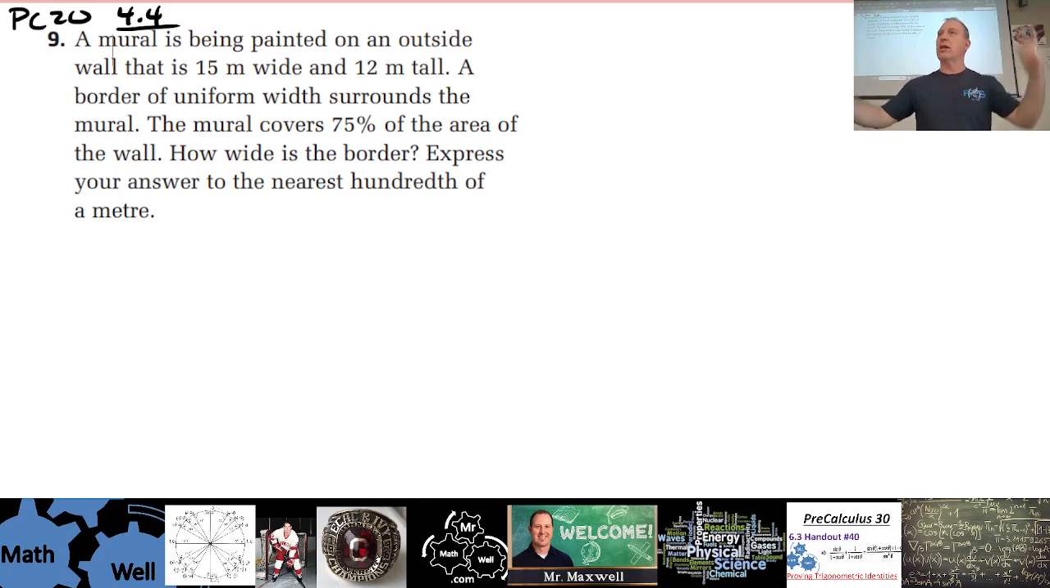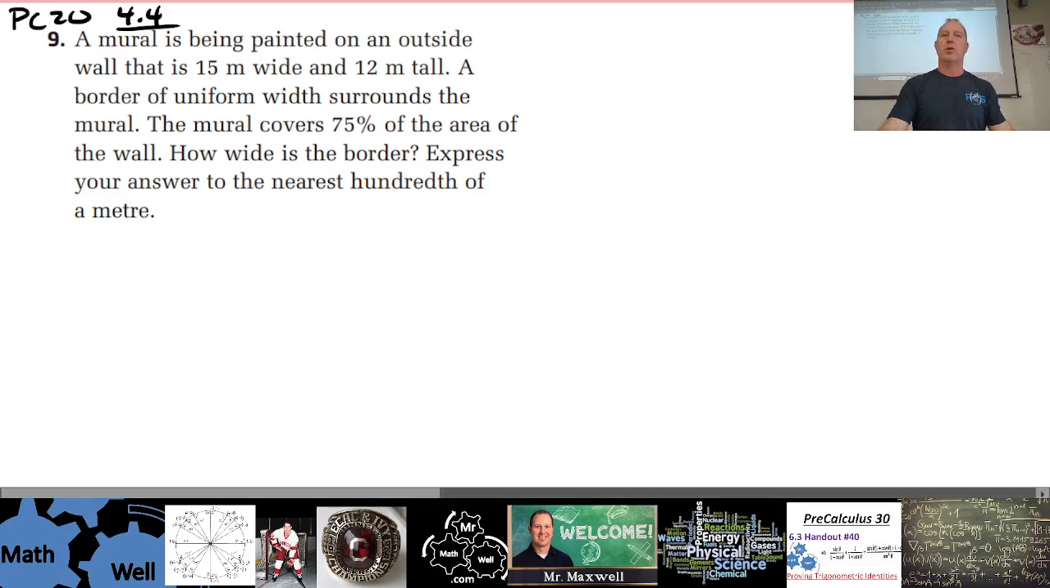Yeah, like on the ceiling, Sistine Chapel, okay? Michelangelo, mural. Downtown, they have pictures of people or landscapes or whatever on the sides of buildings, the big mural, okay? So in this question, the big painting is painted on the outside of a wall, okay? And the wall is 15 meters by 12 meters tall.